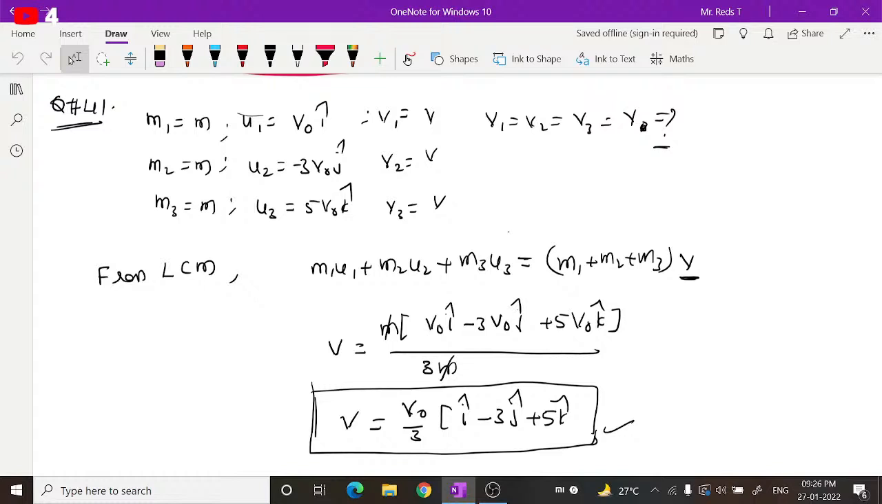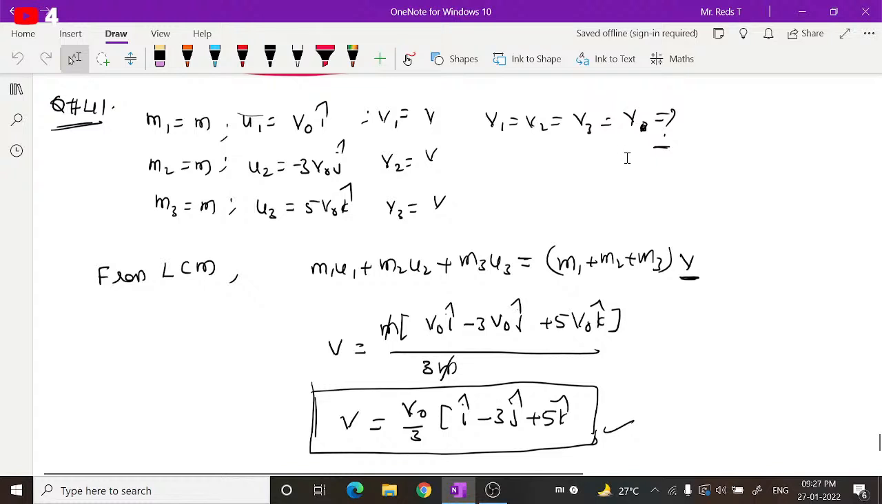they form a single particle. The velocity of resultant particle in i, j, k form is. Different options are given. So to understand that, we have taken all masses are identical masses. So m1 equal to m, m2 equal to m, m3 equal to m. And the initial velocities of these are given as u1, u2, u3 as v0 i, minus 3 v0 j, 5 v0 k, and after collision they all combine, they all form a single particle. That means they combine or stick together and they are moving with a common velocity. So v1, v2, v3 are equal to v.